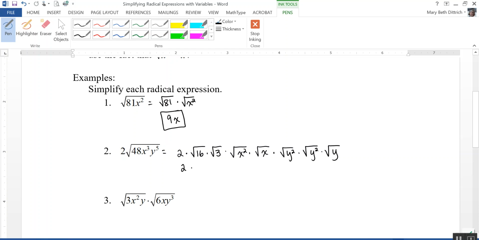So that gives me 2 times 4 times the square root of 3 times x times the square root of x times y times y times the square root of y. Now I can multiply and put out front everything that's not in the square root sign. So 2 times 4 is 8, and then I have 1 x and 2 y's, that gives me y squared, and then everything underneath the square root goes together, 3xy.